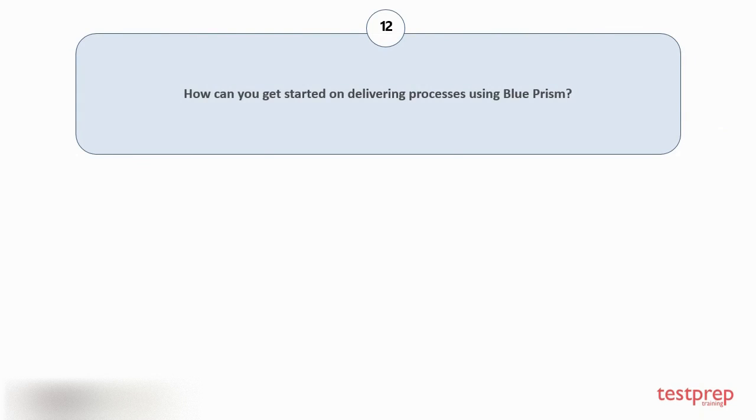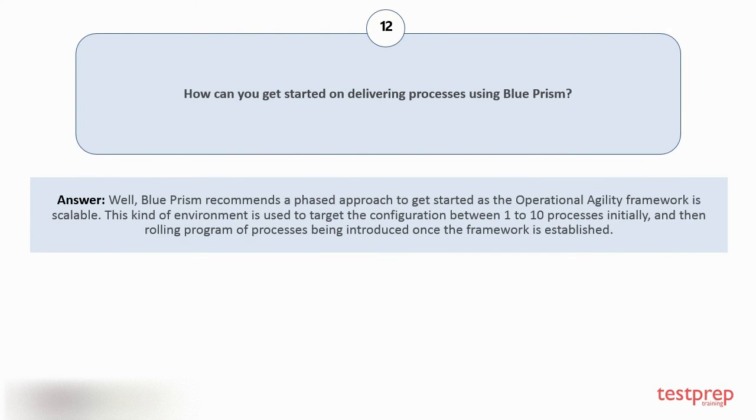Question number 12. How can you get started on delivering processes using Blueprism? Your answer is: well, Blueprism recommends a phased approach to get started as the operational agility framework is scalable. This kind of environment is used to target the configuration between 1 to 10 processes initially, and then rolling program of processes being introduced once the framework is established.